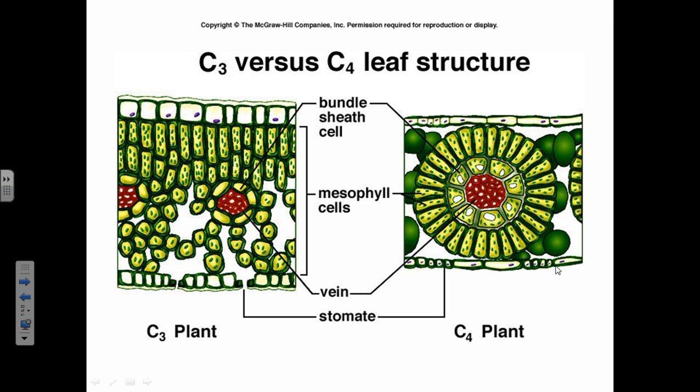And then we said on the bottom you got the stomates. What are these little green dots on each side of the stomate called? They're called guard cells. And their job is to guard the opening. They can either open it wider or they can close it up.